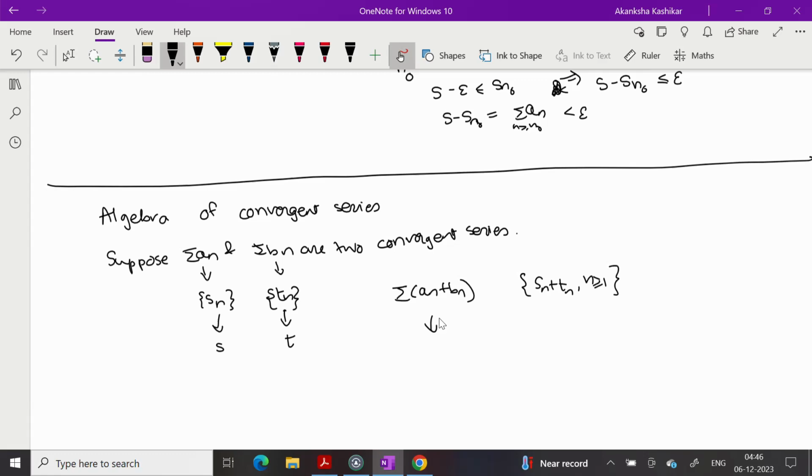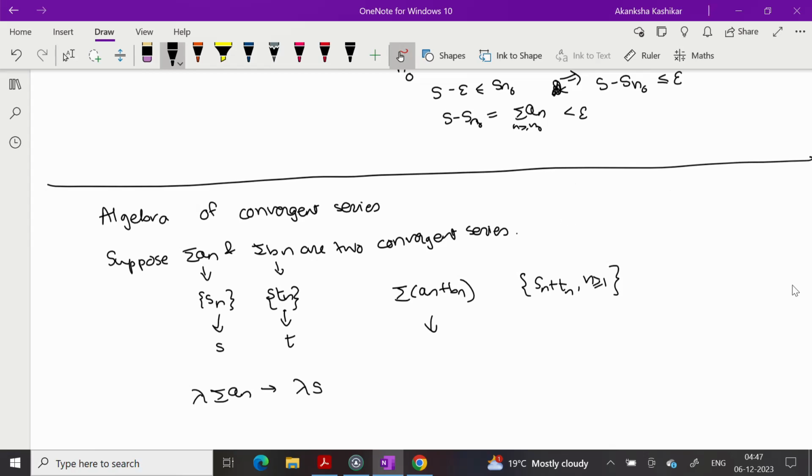Similarly, if I have some constant lambda, then lambda times summation an will converge to lambda times S if summation an converges to S. This can also be easily proved via our sequence of partial sums, because Sn converging to S implies lambda Sn converges to lambda S. Thus addition of two convergent series is convergent, and scalar multiplication of a convergent series gives us another convergent series.